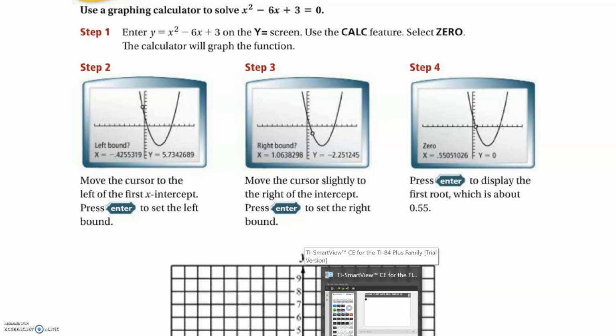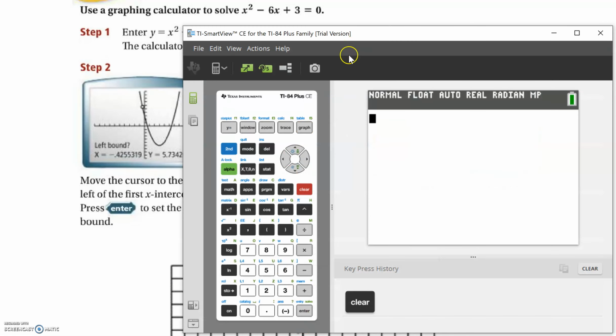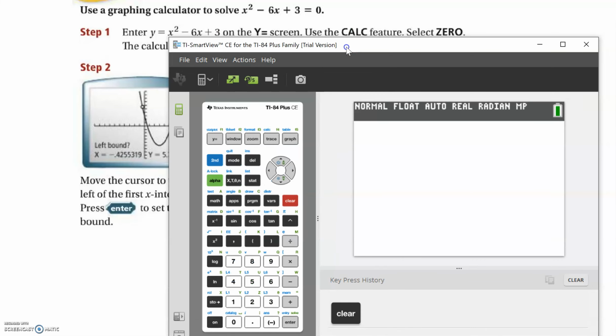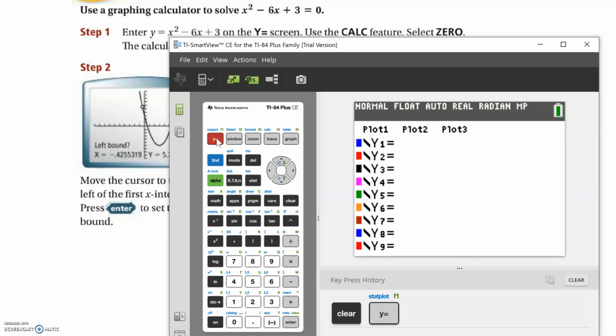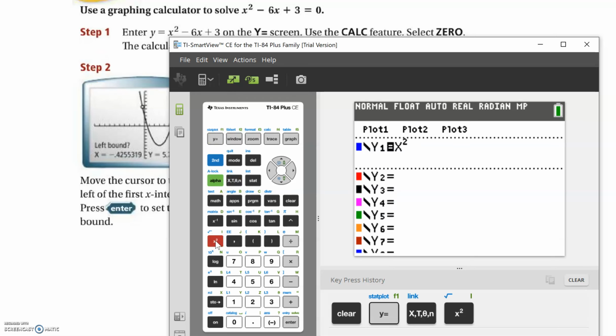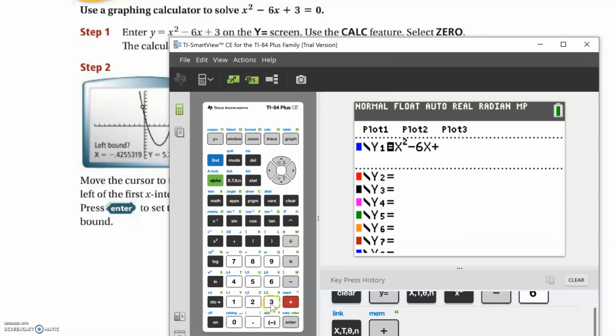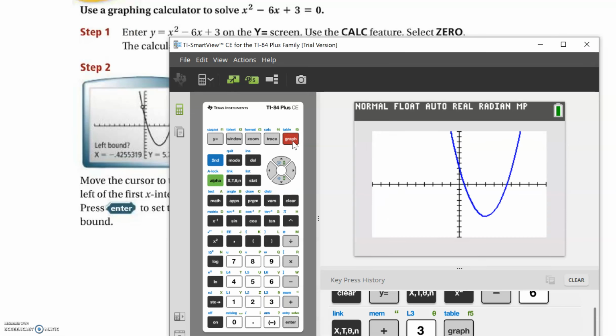So I pull my calculator up. This first one is y equals x squared minus 6x plus 3. I want to go into y equals and type in x squared minus 6x plus 3. Once I do that, I want to graph it.